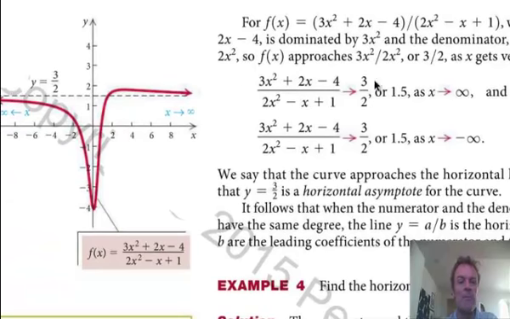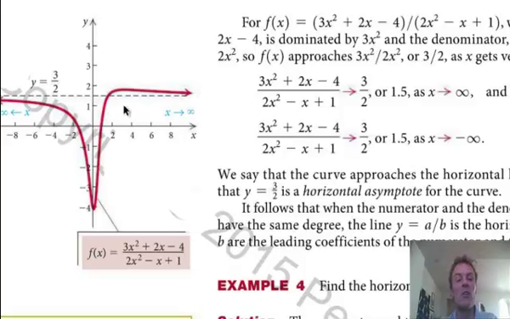Examples. I'm going to look at this one here. I'll do the general rules shortly, but look, the horizontal asymptote of this is going to be 3/2. It is because these have the same exponents, the leading term for both is x squared, so it's just 3/2. And here it is, the horizontal asymptote at 3/2.